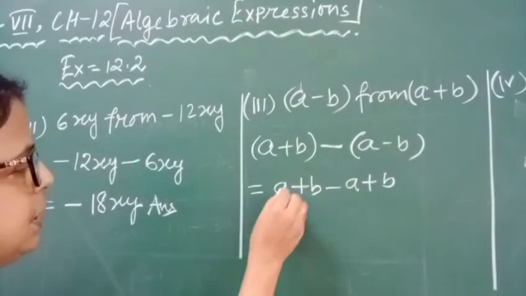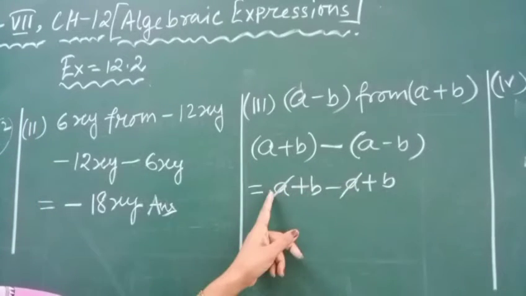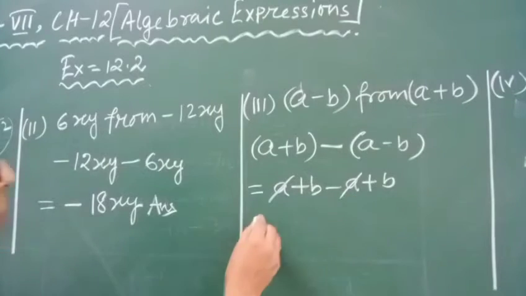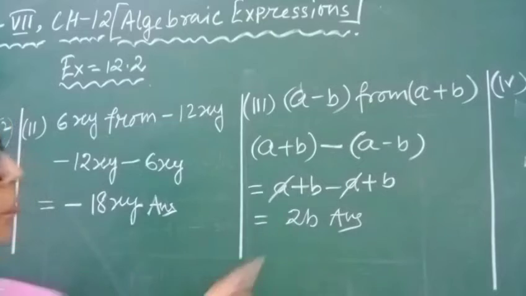Now you can see the like terms, plus a and minus a, so I can cancel them. Then what will be the answer? Plus b and plus b, 2b. Understood?